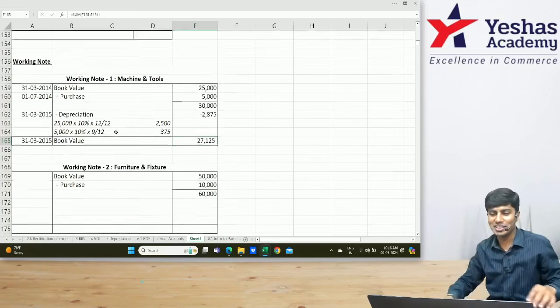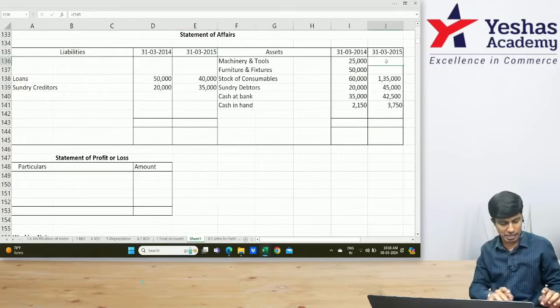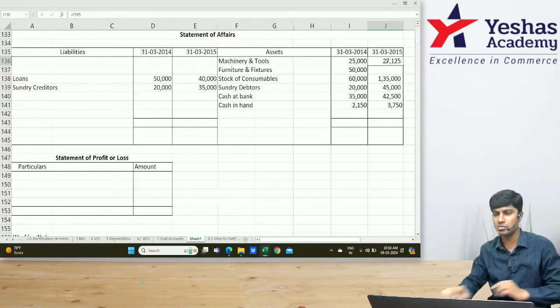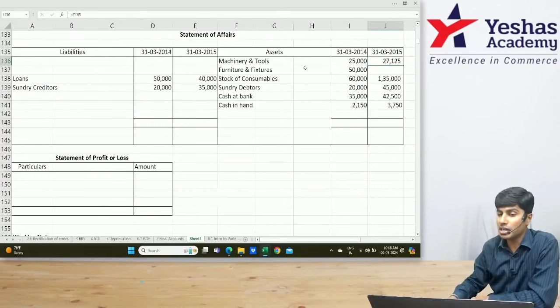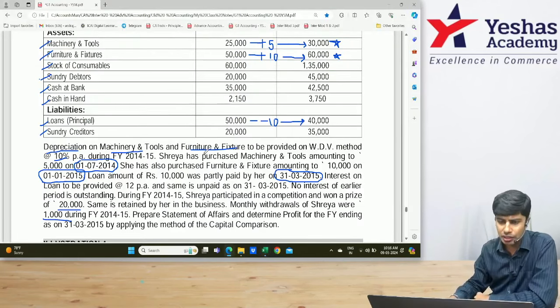27,125 will go to the statement of affairs. Shall I write here? In the statement of affairs, I'll write 27,125 as my machinery and tools. Similarly, let's find furniture and fixture. Shall we? Read the question. Shreya purchased machinery and tools. She also purchased furniture amounting to rupees 10,000 on 1st of January 15.